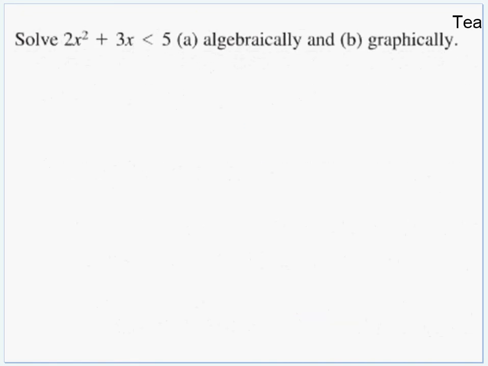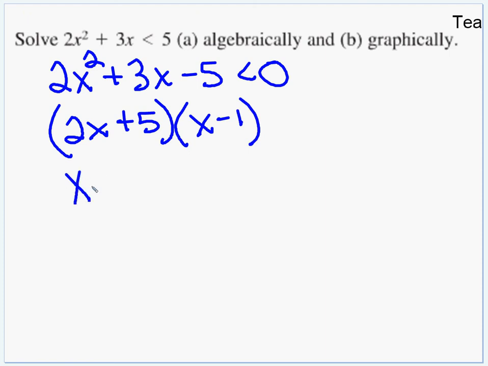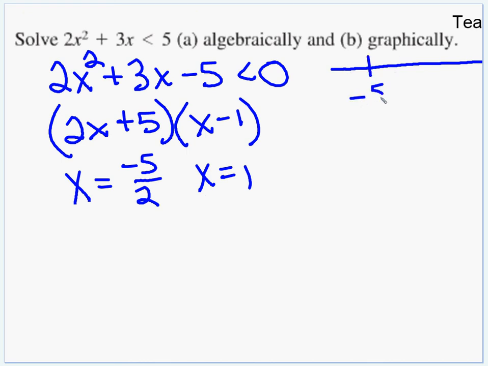Okay, the juicier one. First, move over the 5 by subtraction. 2x squared plus 3x minus 5 is less than 0. And let's see, our factors are going to be 2x plus 5 and x minus 1. And if we set those equal to 0, we're going to subtract 5 and then divide by 2. And here we're going to add 1. So there's our key numbers for our number line. I'll do a little number line up here. So we've got negative 5 halves, that's negative 2.5, and we've got positive 1.